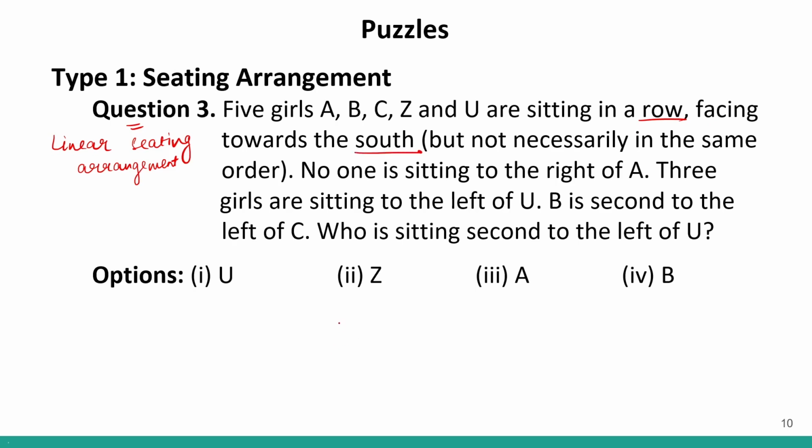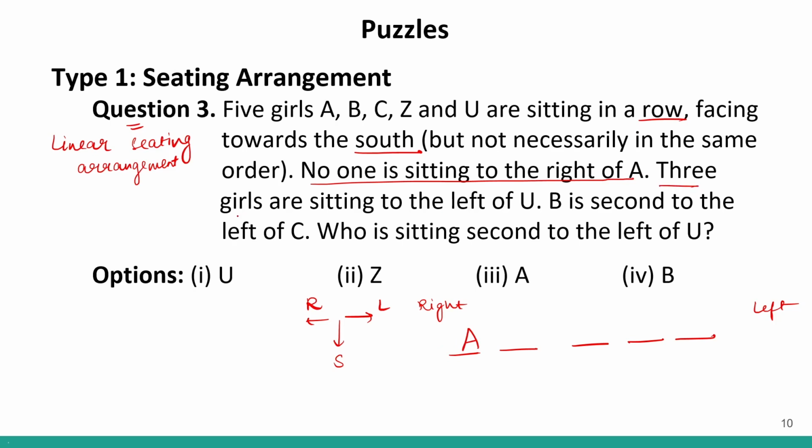So south means they will be facing this side. So this will be the left hand and this will be the right hand. Opposite, correct? So 5 girls, 1, 2, 3, 4, 5. No one is sitting to the right of A. That means A sits at the rightmost position, correct? Because there is no one to the right of A.